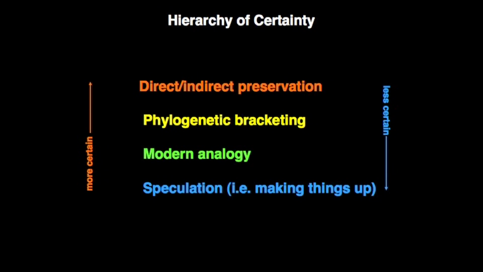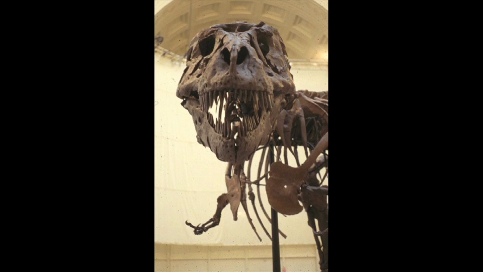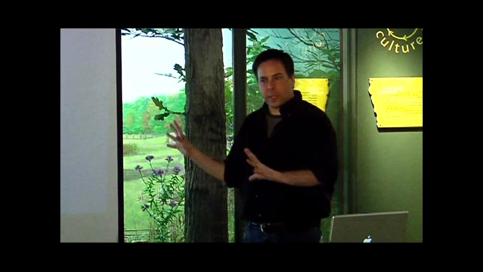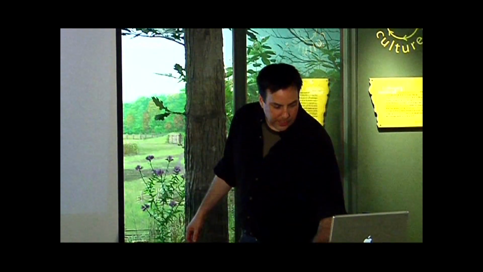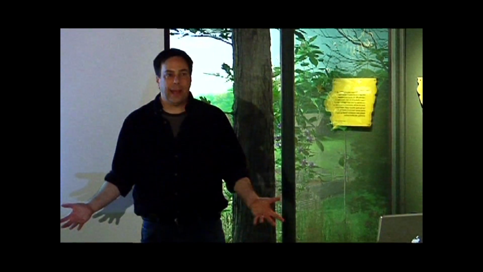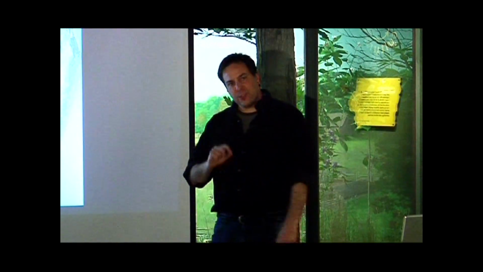So let me give you an example. Here's a dead animal, Tyrannosaurus rex. Suppose I want to reconstruct this animal as completely as I can. I've got a partial skeleton. That's all I have. What can I say about this animal? Well, I can go by direct preservation. I can actually look at the bones, which is all I have. I can also use indirect preservation.